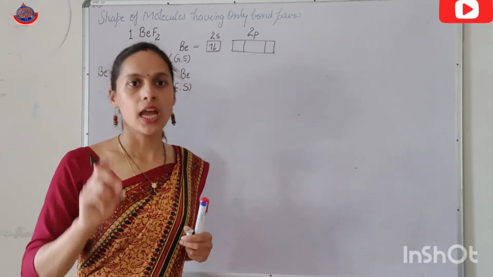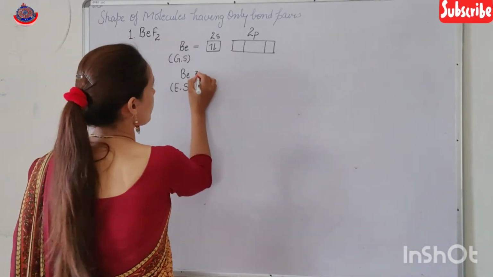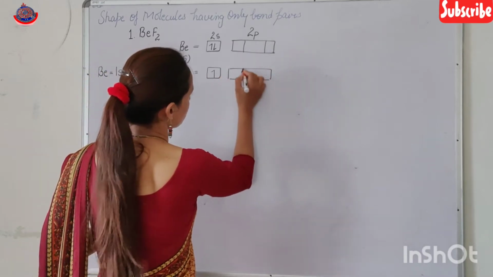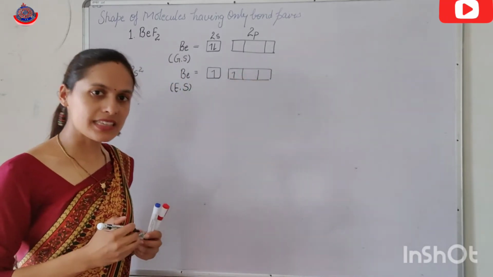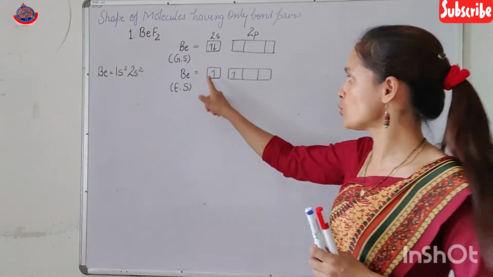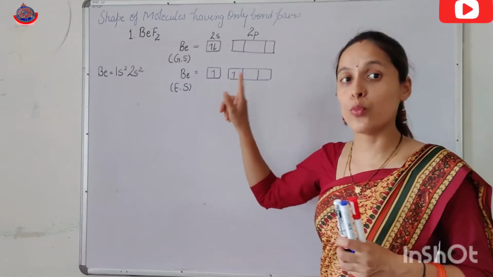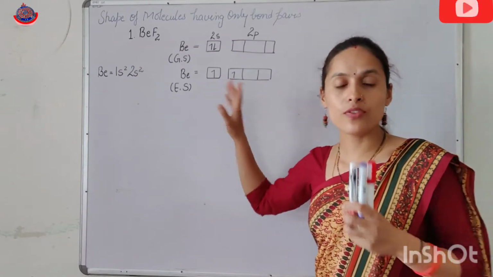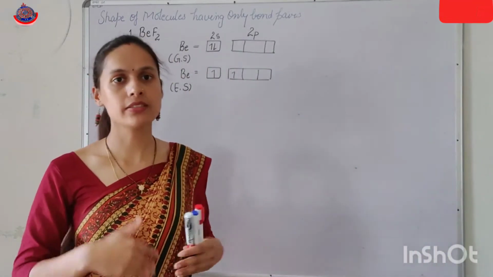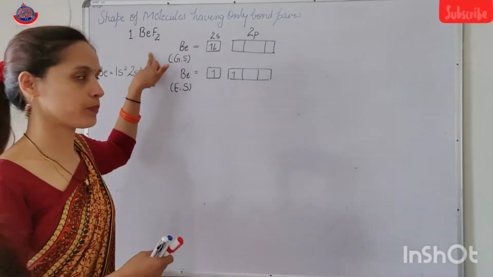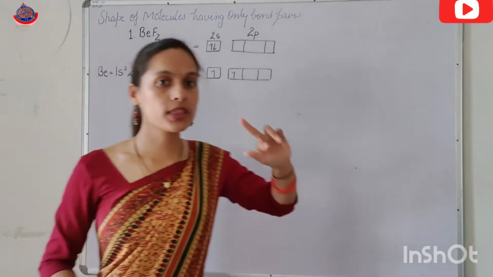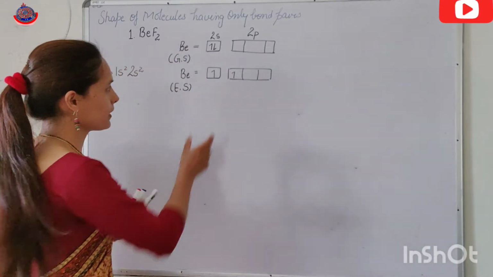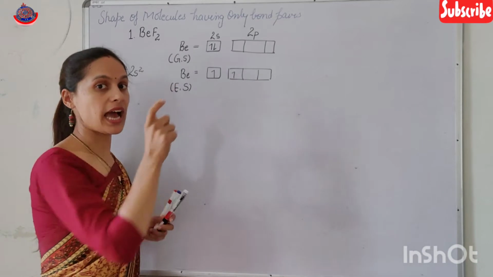GS is the ground state, ES is the excited state. Now in the excited state, one of the electrons from s jumps to p. As a result, we get two atomic orbitals which overlap with the fluorine. Now, because both the bonds formed in BeF2 have the same energy, there is a formation of hybrid orbitals.